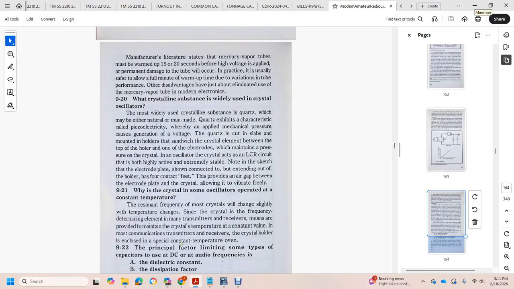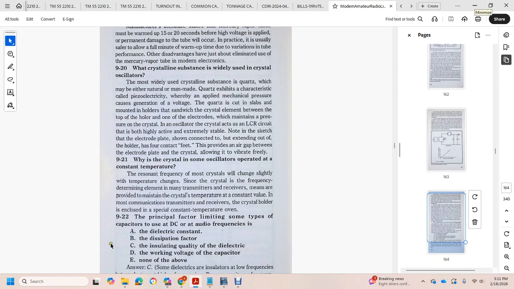In most communication transmitters and receivers, the crystal holder is included in a special constant temperature oven. What is the principal factor in listing some of the types of capacitors: the DC working voltage, the dielectric constant, the dissipation factor, the insulation quality, the electrical working voltage of the capacitor, or none of these?